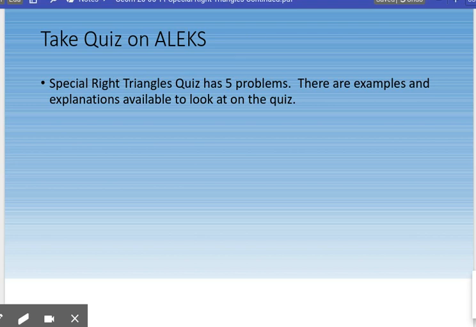Don't forget to take a picture of your notes here, guys, and attach that to Google Classroom. And then what I need you guys to do is jump on Alex. There's 5 problems you need to do. That will be scored as a quiz. I did set it so that you can look at explanations, but feel free to look at your notes as you're doing this.